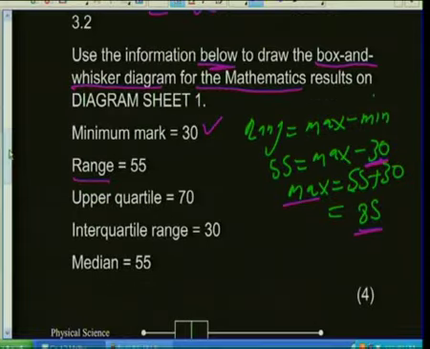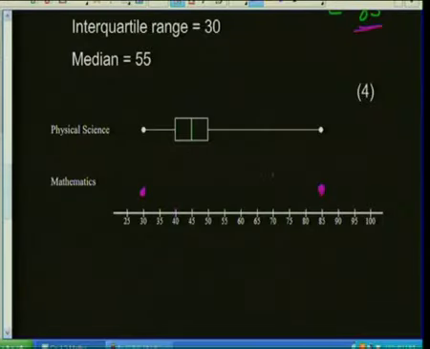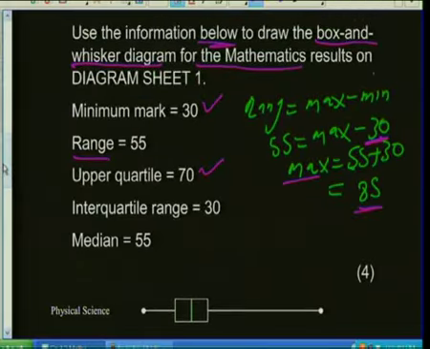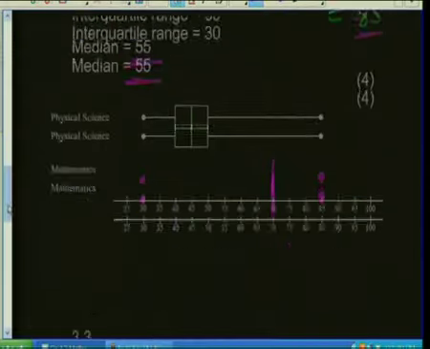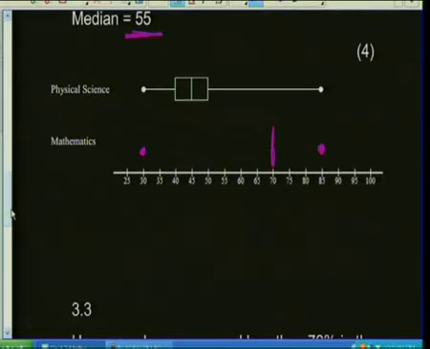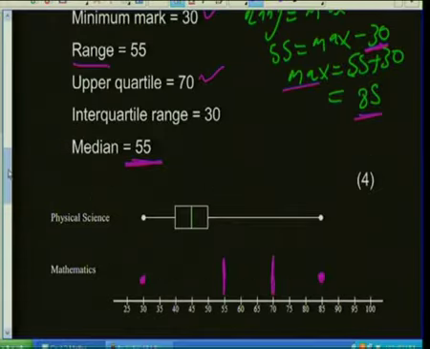I have the upper quartile. Good. Does the upper quartile go? Yes. So the upper quartile is 70. So you go there, you draw a line like this. So you get your upper quartile there, 70. So I've used that. My median is 55. Where does the median go? There's my median. My median is 55. I need my lower quartile now.